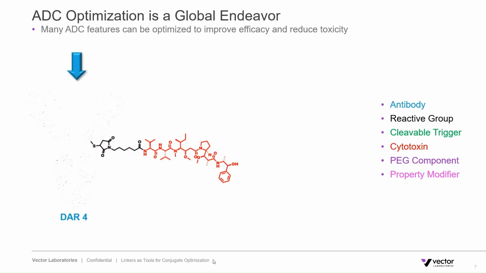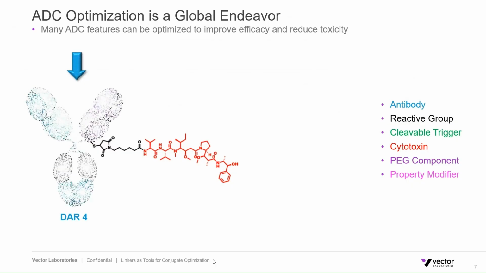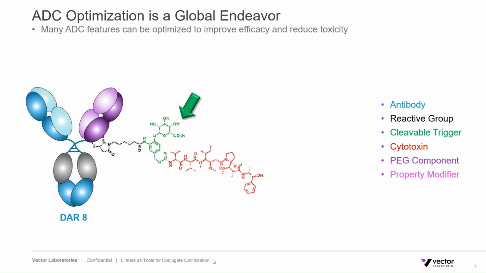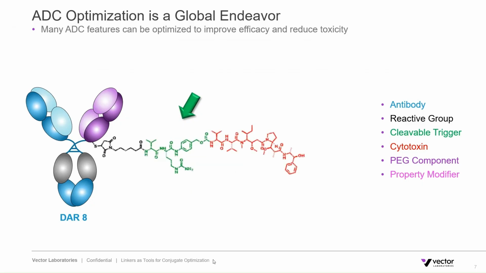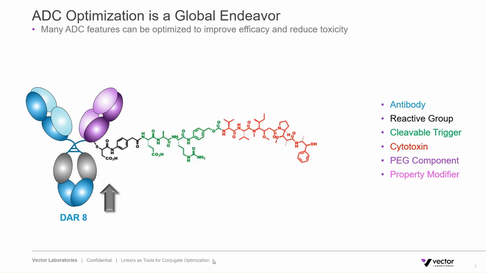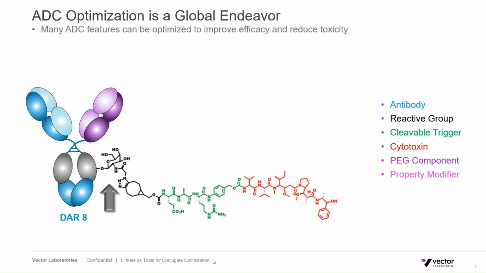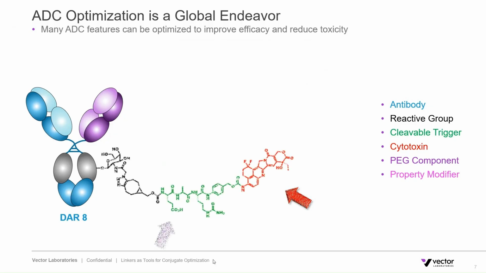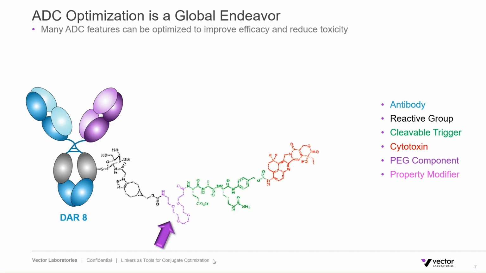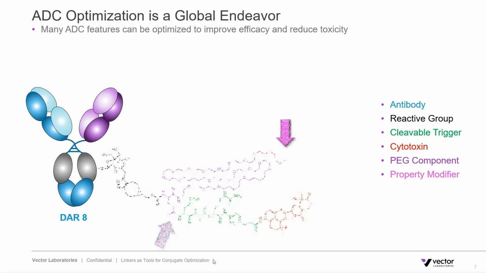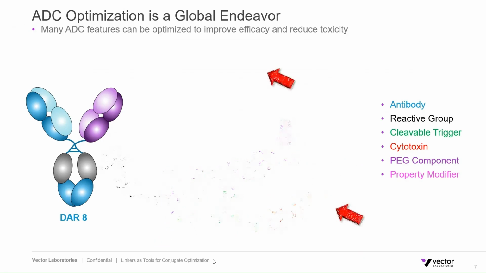So there are a number of ADC features that can be optimized to improve efficacy and reduce tox. This can range from the antibody itself to the cytotoxin, to the conjugation chemistry, to the release mechanism, and incorporating a hydrophilic component in the linker, in this case PEG, but there's also PSAR or sulfamides, is one of those important alterations. Due to the combinatorial nature of an ADC, it's often many changes that add up to a better performing conjugate.